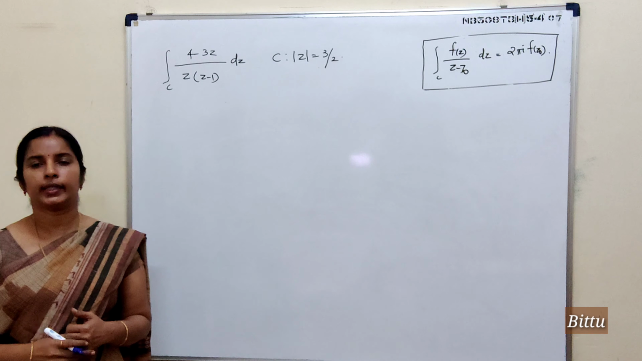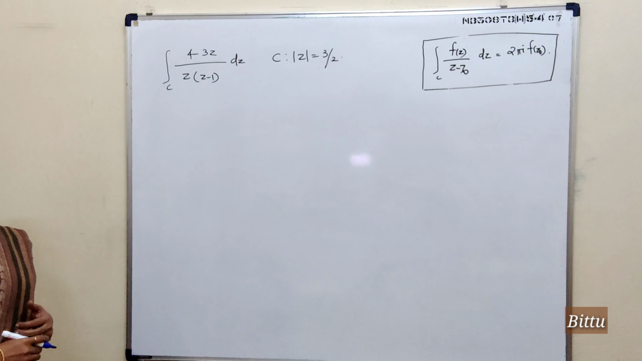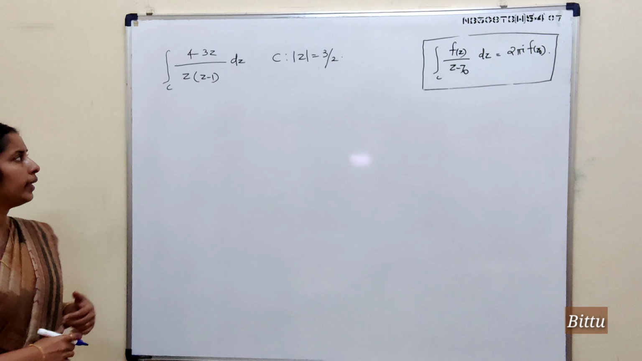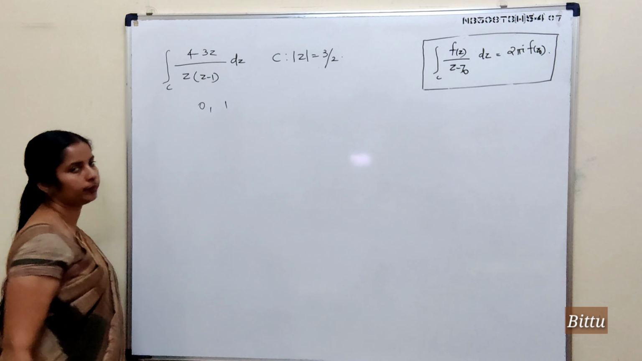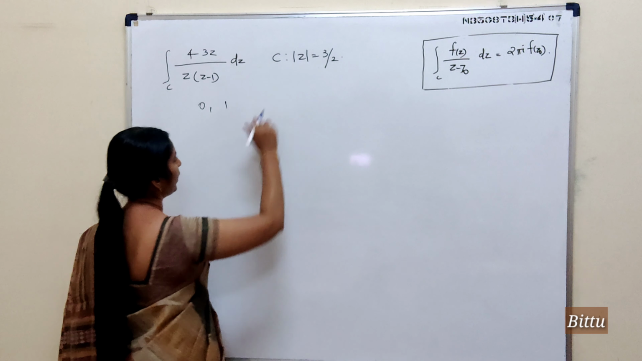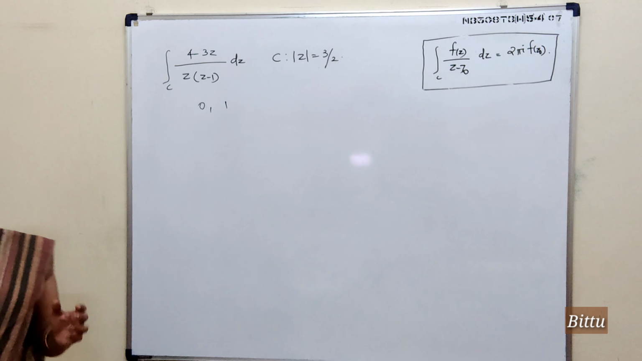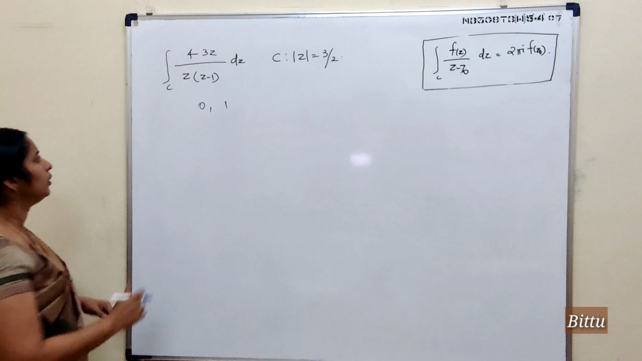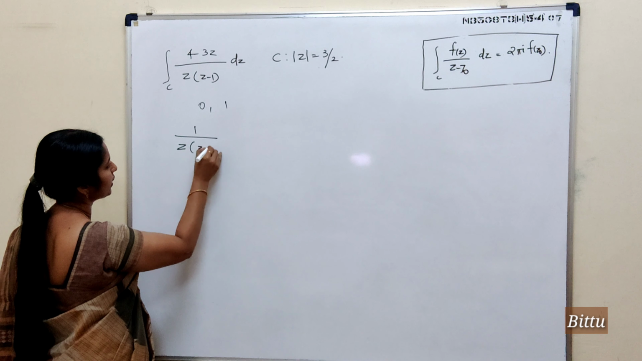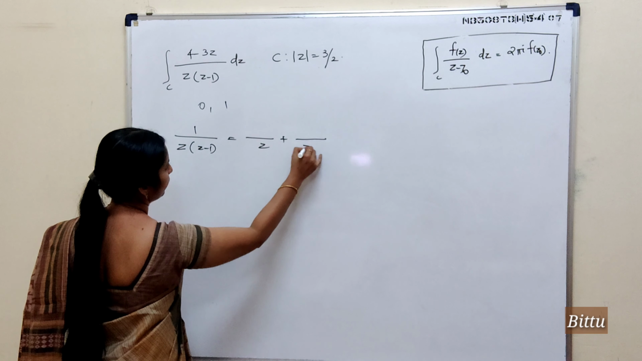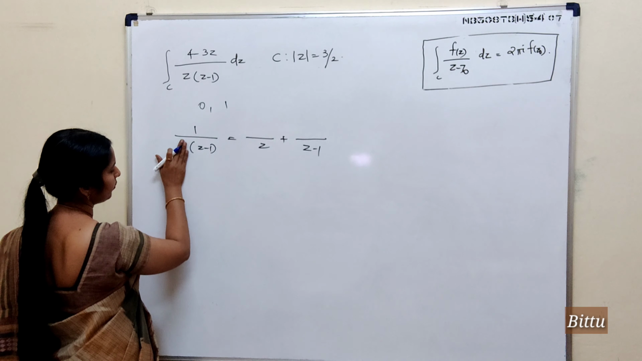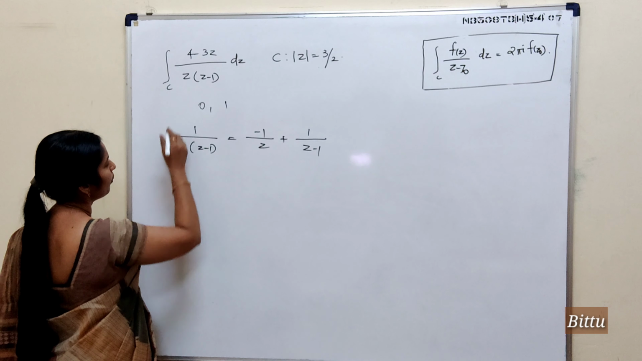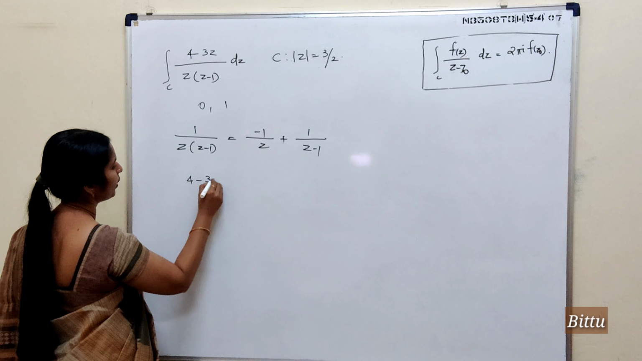Next, we have to answer another question. Integral over c of (4 minus 3z) by z into (z minus 1). By looking into the function, clearly 0 and 1 are the singularities. With respect to mod z equal to 3 by 2, both are inside of c. Here, more than one singular point within c, so we have to start with the partial fraction. So the partial fraction of 1 by z into (z minus 1) is, the numerator of z is minus 1, numerator of z minus 1 is 1. So for making the given integral, you have to multiply throughout by 4 minus 3z.